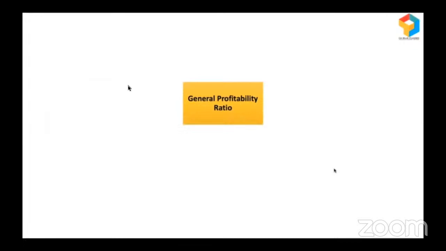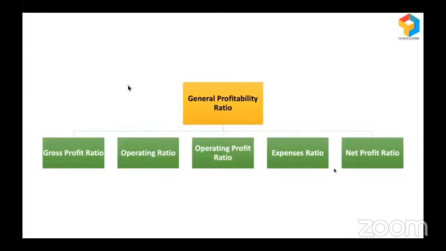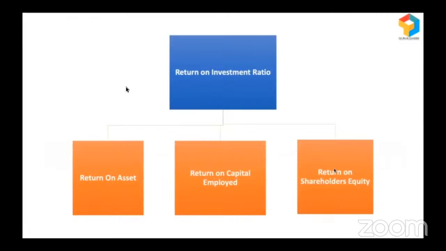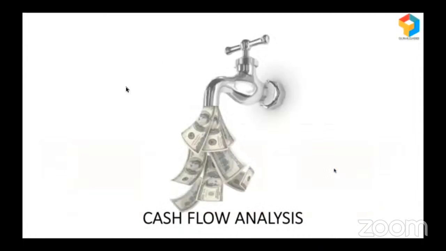Next, there are general profitability ratios. Within that, you have 5 sets of ratios where you compare the profits with sales, and there are also return on investment ratios, where the profits are compared with investments, capital employed, and owner's money. But I'm not getting into these because we have some more minutes where we have to touch on the cash flow and fund flow. So I'll take your approval and get started with cash flow analysis.